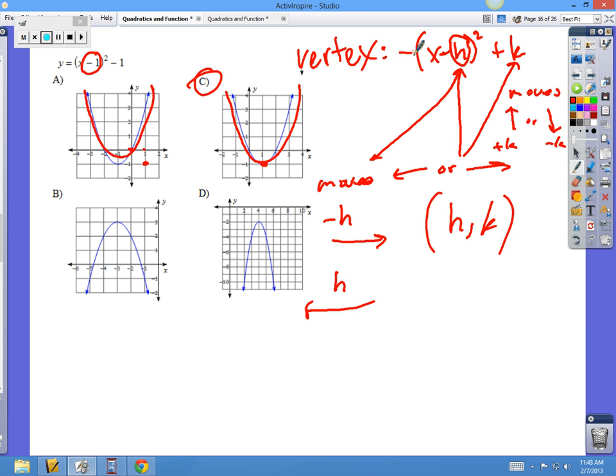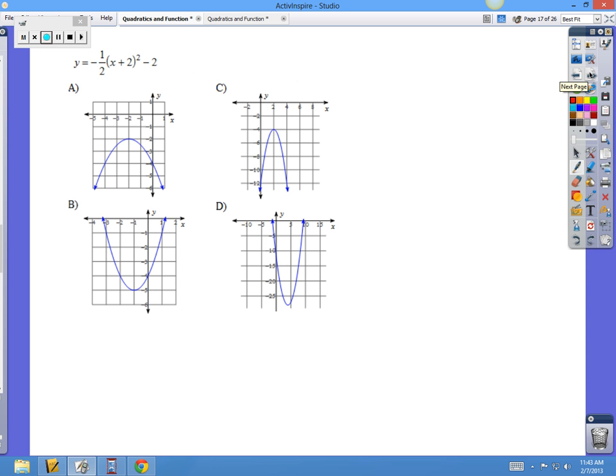So look at this next problem. Right off the bat, before you begin, which two choices can you eliminate? You can eliminate B and D, so now you got a 50-50 shot. So the plus 2, does it go 2 to the right or 2 to the left? 2 to the left, so you can kill C now. It's got to be A. 2 to the left, 2 down. The negative opens it down, and this 1/2 kind of stretches it out, makes it a little bit wider.